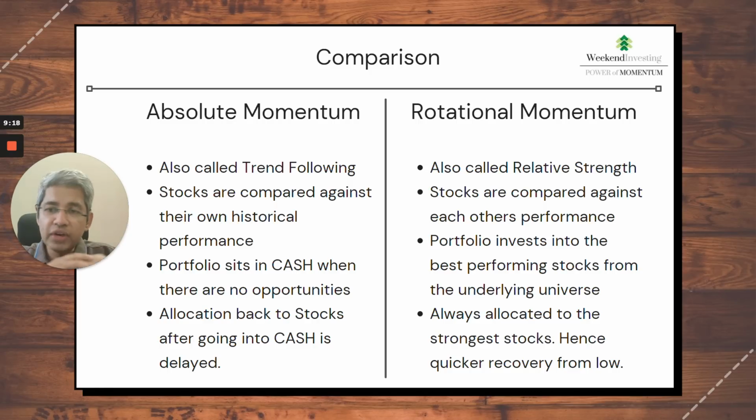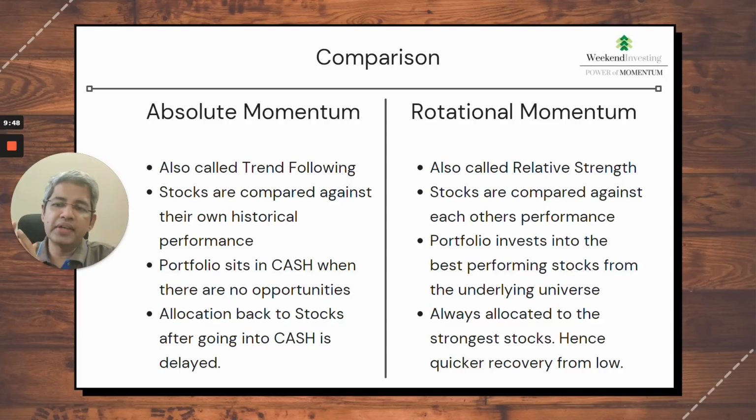Now what happens here is that because you're already allocated to the strongest stocks, when the recovery comes, when the bottom comes and the market starts to go up, you are already deployed, right? So you get very quick returns in those early months, and you are not delayed in terms of the momentum getting established and you picking up stocks from your cash as happens in absolute momentum. So each has its pros and cons.